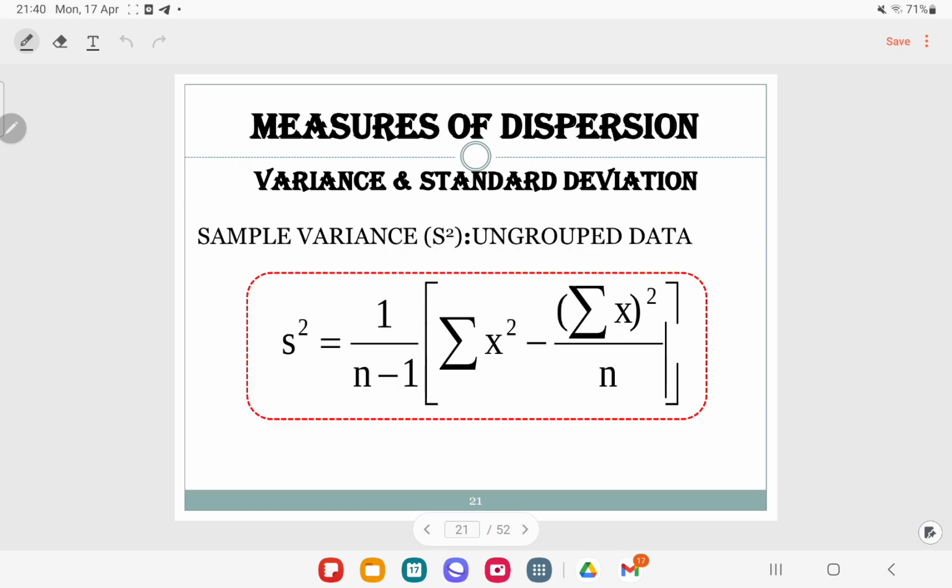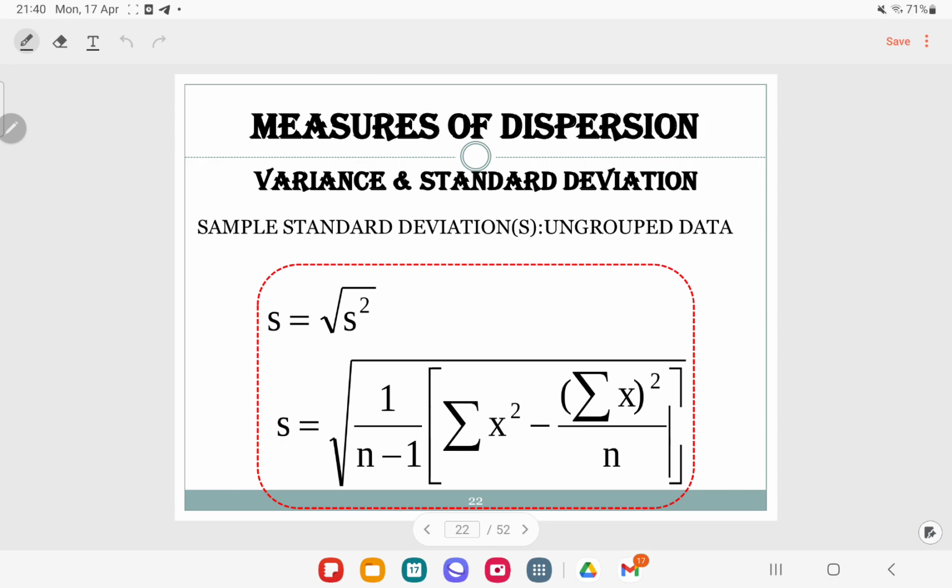There is also another formula that we can use. Rather than using the first one, you can also use this one, where s squared, the variance value for the sample data, is 1 over n minus 1 multiplied by the summation of x squared minus the summation of x, bracketed and squared, divided by n. And you will get the answer. If you want to get the standard deviation, you just square root the answer.